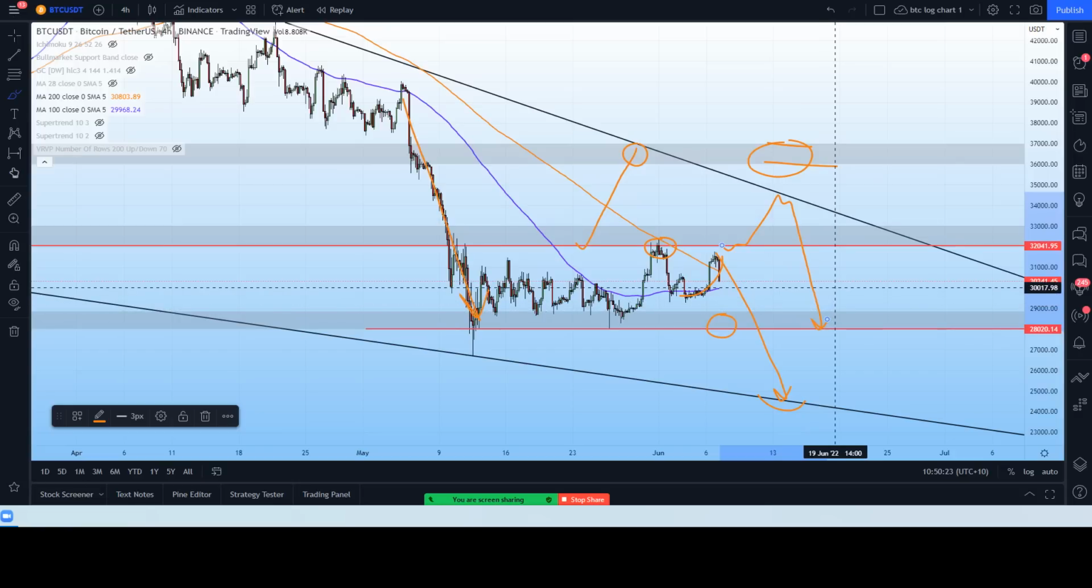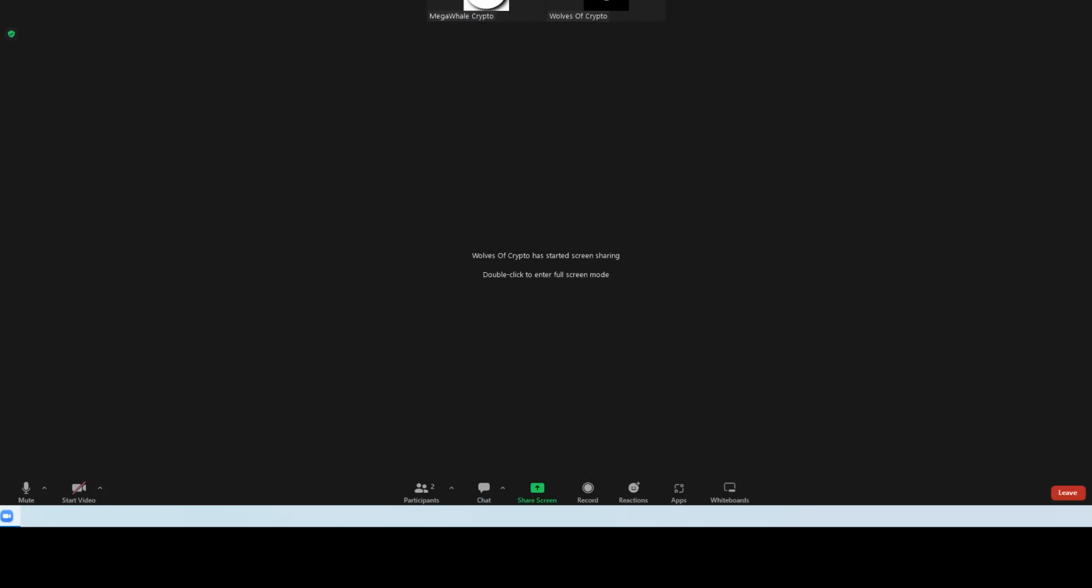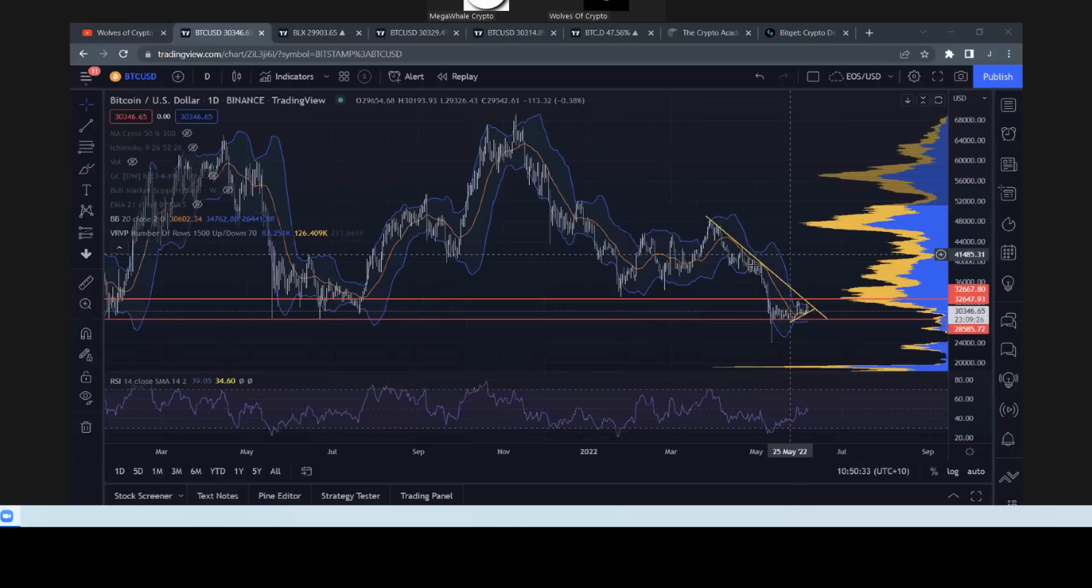Wolf, I'm going to hand it over to you. I think that's enough about the short term. We'll go on to the longer term with you. Sure. Okay, so longer term. I know you say longer term. One more thing I'd just like to add to the shorter term.